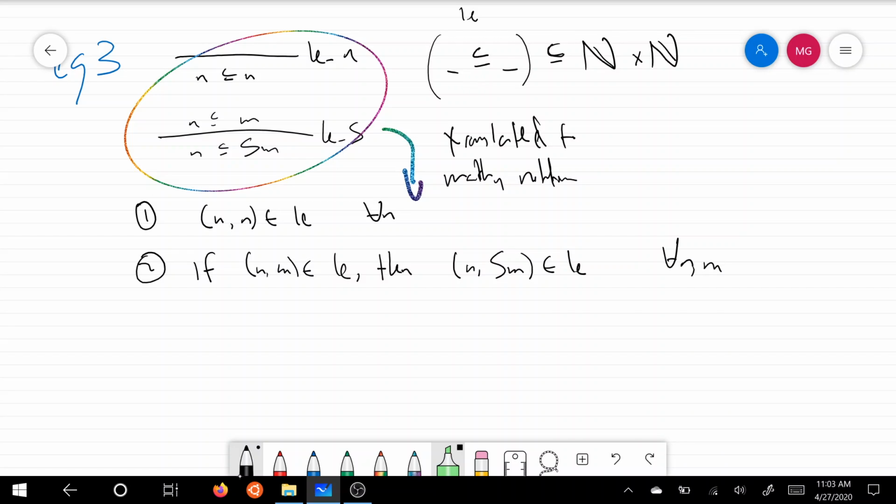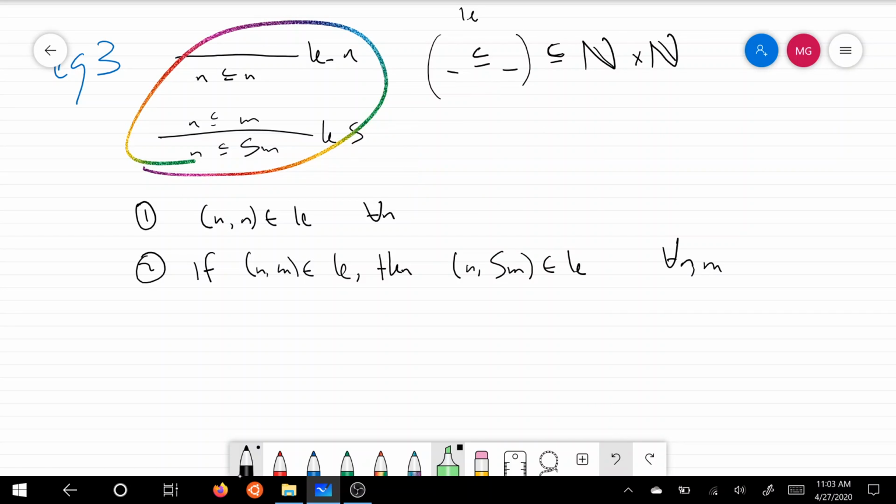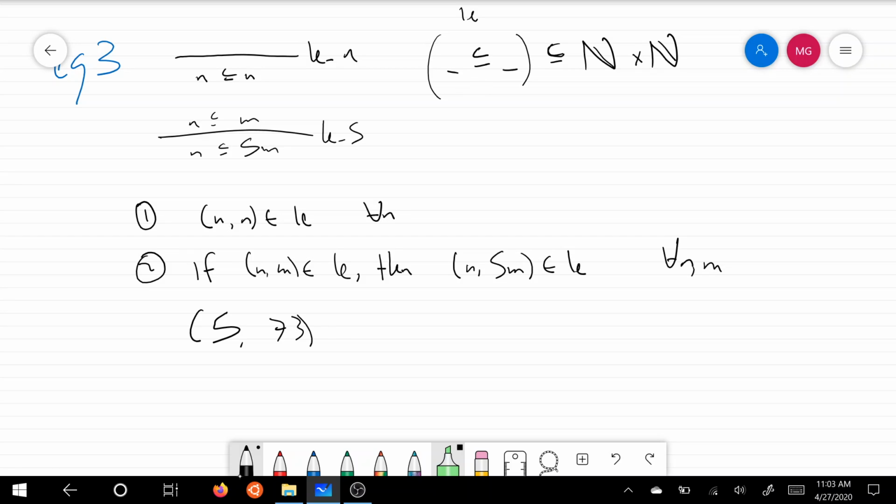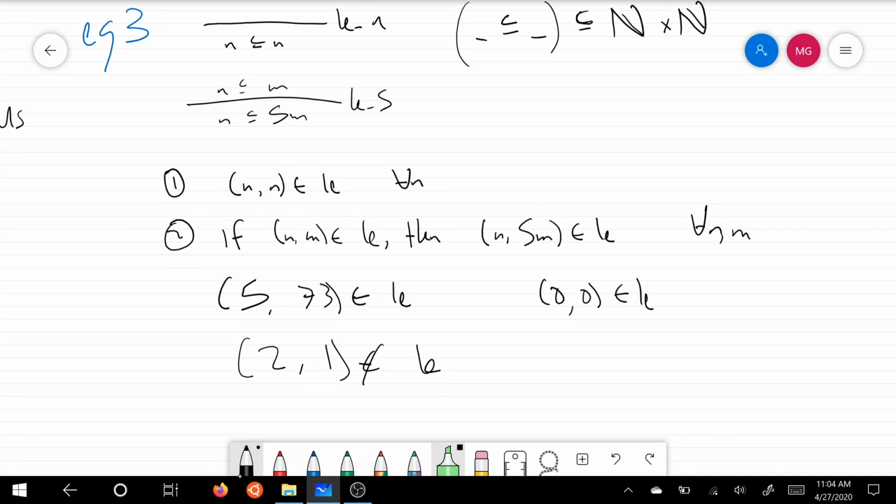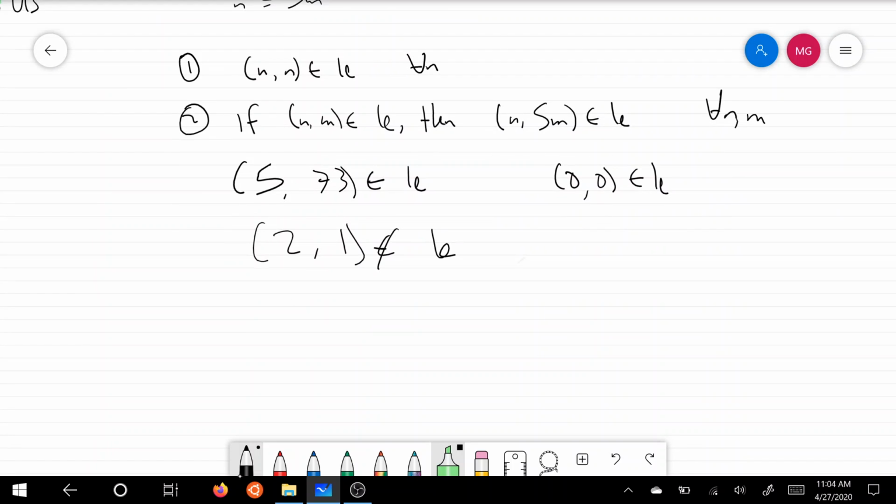Okay, that's all so illegible. Let's just erase all that. Okay, cool. So then we might say that, for example, 5, 7, 3 is in LE. We might say that 0, 0 is in LE, but it's not the case that 2, 1 is in LE. Okay. Cool. Let's look at a couple more examples.